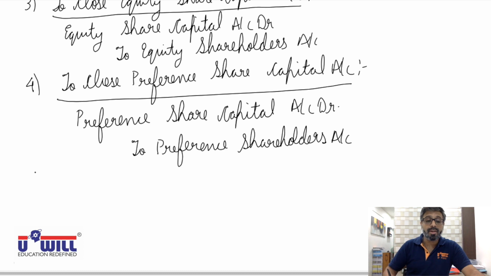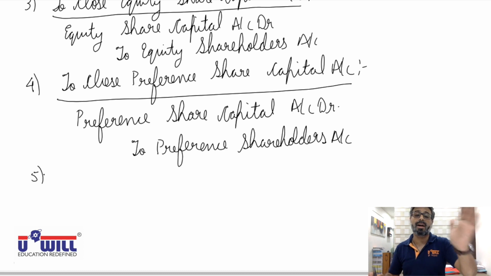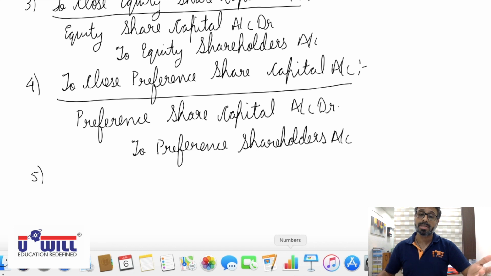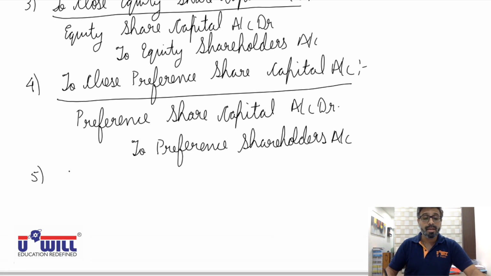Okay. So entries are very simple, basic fundas of accounting. Close it, reverse it, and opposite account if you transfer to realization account. Opposite account if you transfer to equity shareholders account. If you transfer to preference shareholders, then preference shareholders account. Next, to close reserves.